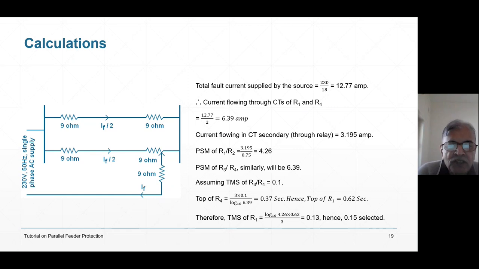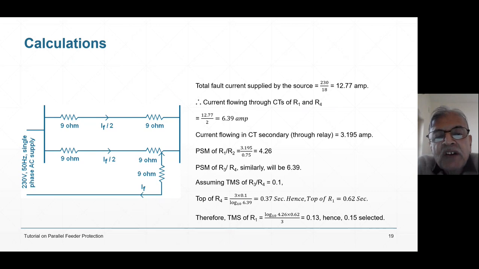So after the dynamic resistance, you will have to calculate the fault current IF by 2 and IF by 2, because the total fault current IF is going to be divided into two parts, right? My fault current is 230 by 18. Why 230 by 18? Because my resistance is 9 ohm and 9 ohm, 18 ohm in parallel, plus 9 ohm plus 9 ohm of fault resistance, so 18, so 12.77 ampere. The current flowing through the CT is R1 and R4, because R1 is going to give backup to R4.